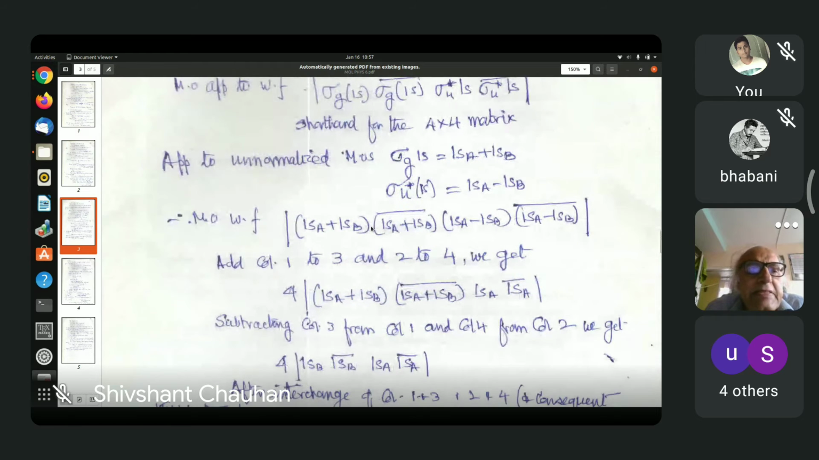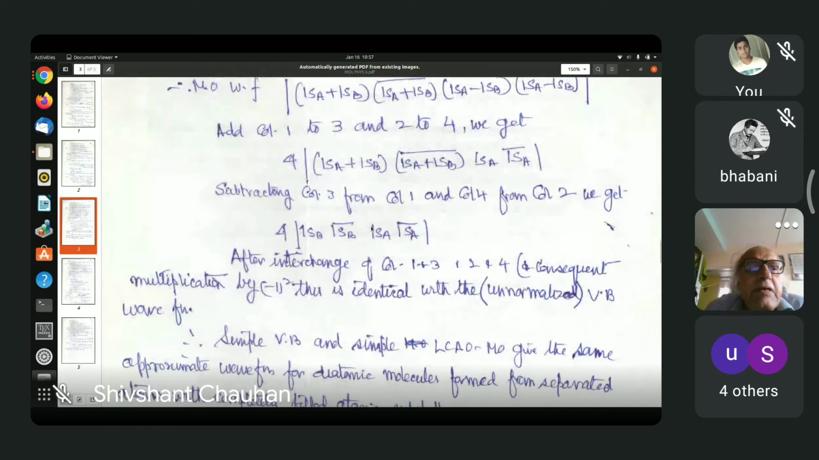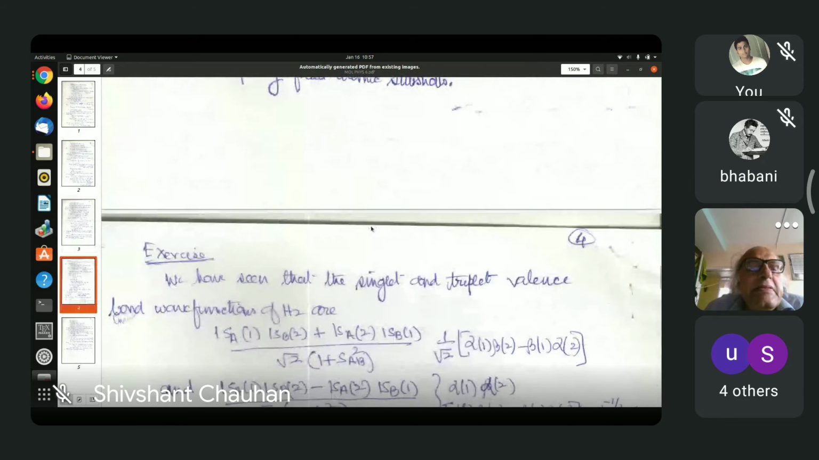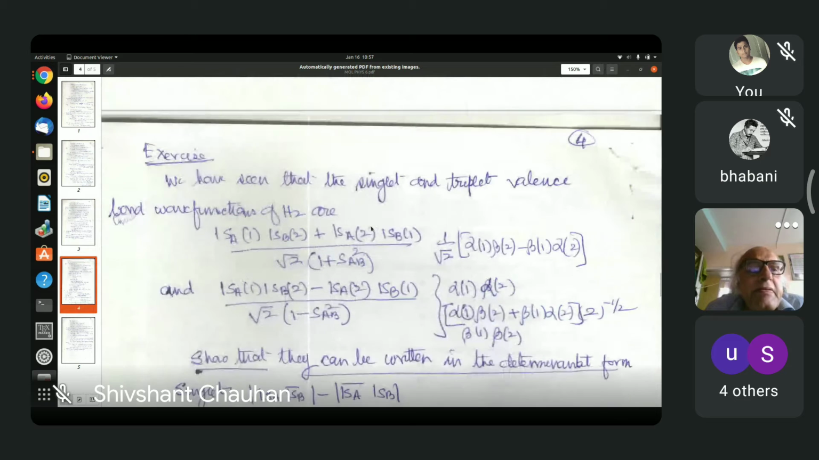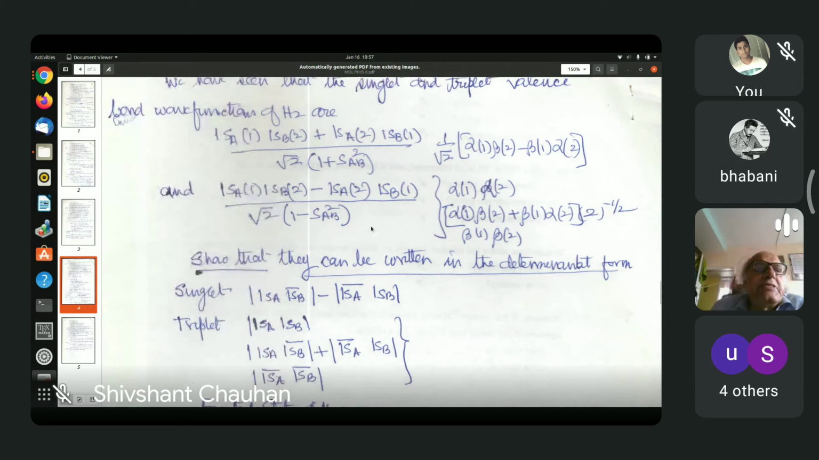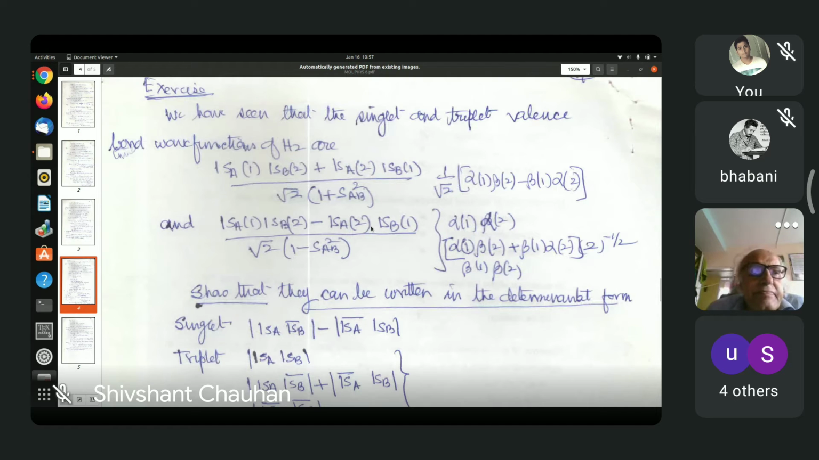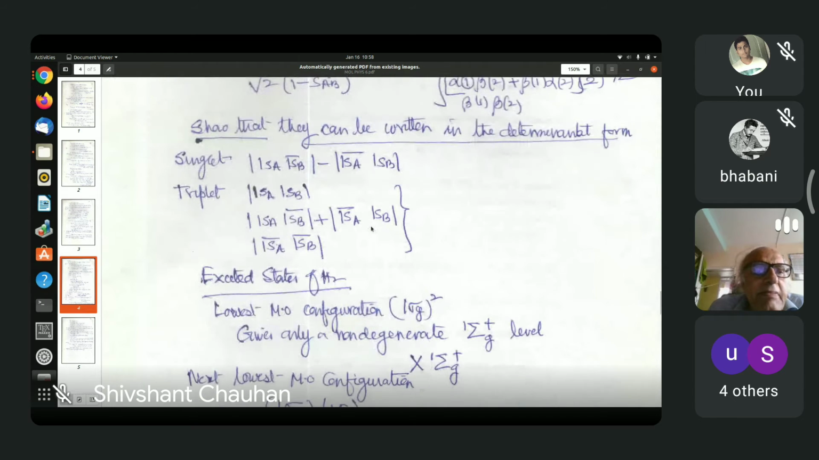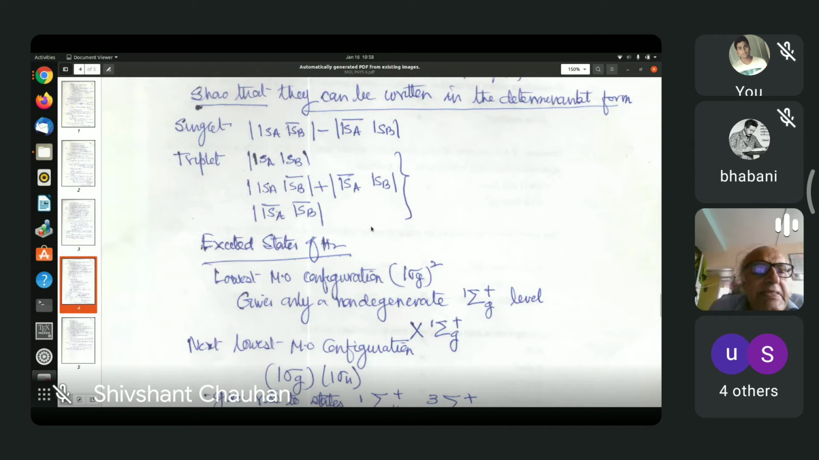Well, what is next? What we have shown is that this molecular orbital theory with this particular configuration is identical with the valence bond theory. And we have written down the singlet and triplet valence bond wave functions of the hydrogen molecule here. Then we have shown some excited state hydrogenic wave functions and their potentials.